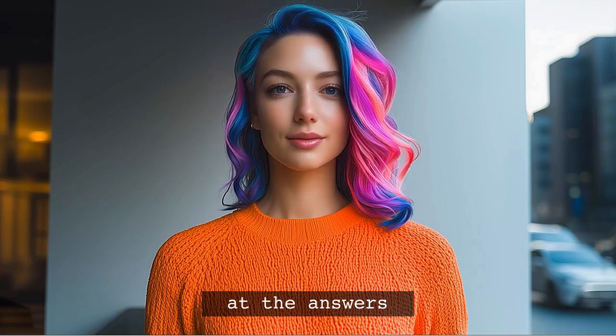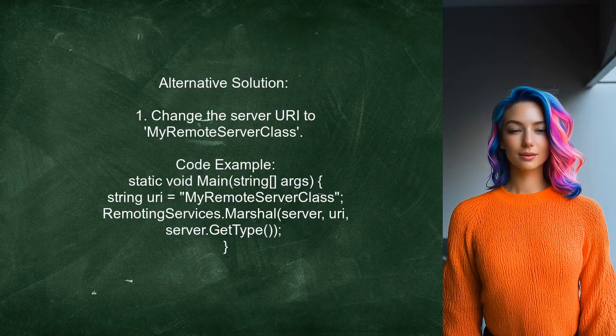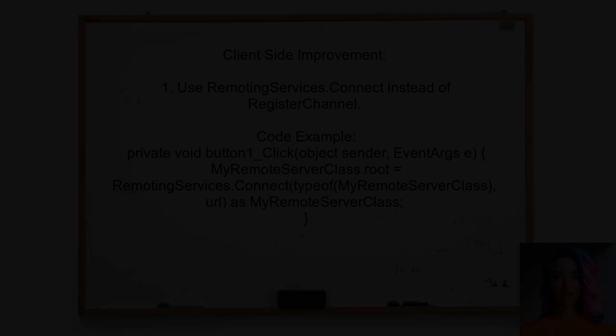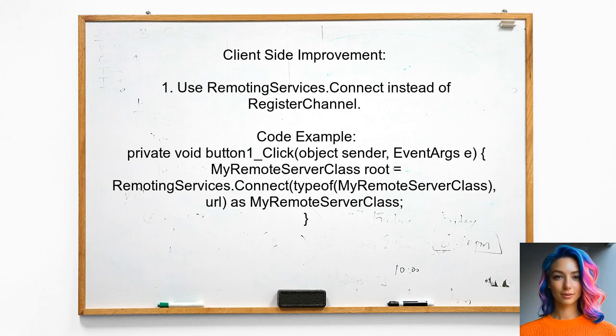Now let's look at the answers provided by other users. An alternative solution suggests that the issue lies in how the server's URI is defined. Instead of using the full URL, simply use myremoteserver class as the URI. This change should resolve the requested service not found error. Additionally, on the client side, instead of registering the channel each time the button is clicked, use RemotingServices.Connect. This will handle channel creation automatically and prevent exceptions on subsequent clicks.